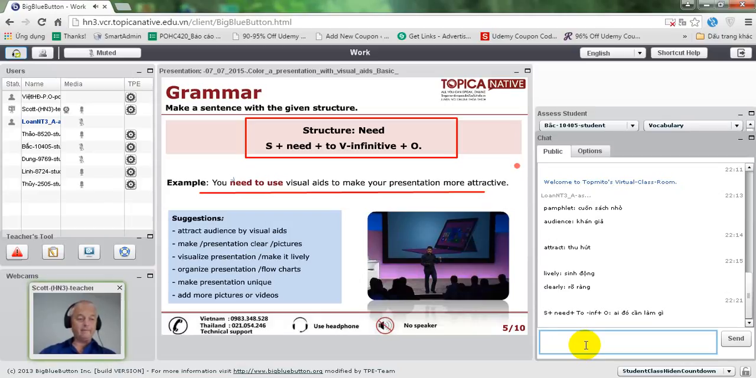Now, let's start off. Tao, how would you like to start off and make a sentence using that structure? Yes. Okay, go ahead. Let me hear it. You need to attract audience by visualize.